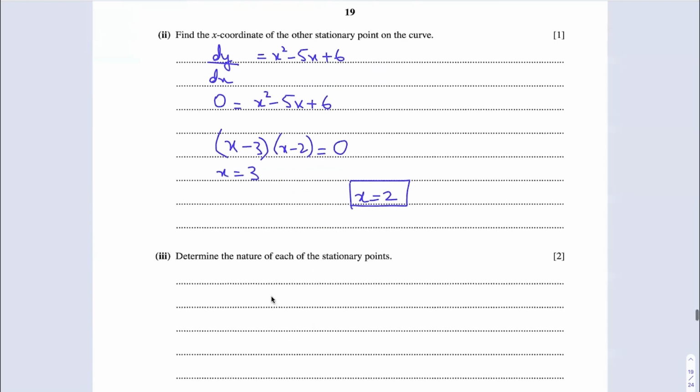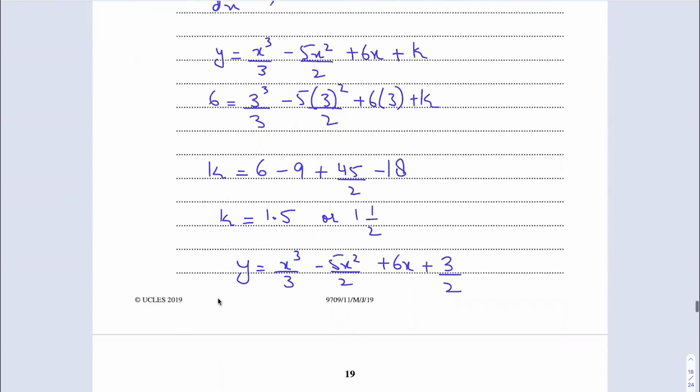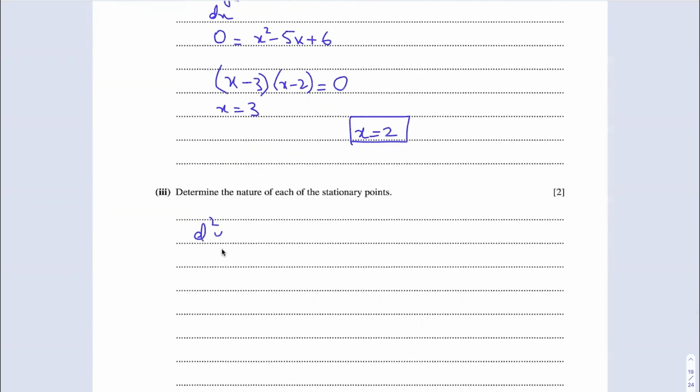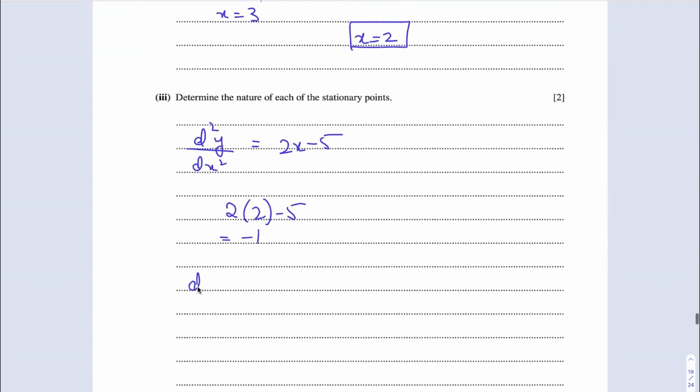To determine the nature, we will use the double derivative. The double derivative is 2x minus 5, so d squared y upon dx squared equals 2x minus 5. Substituting 2 into the equation, we get 2 times 2 minus 5, which is minus 1. As d squared y upon dx squared is less than 0, it is a maximum point. So when x equals 2, it is a maximum point. Substituting 3 into the equation, we get 2 times 3 minus 5, which gives us a positive 1. In this case, the double derivative is greater than 0, which means x equals 3 will give us a minimum point.